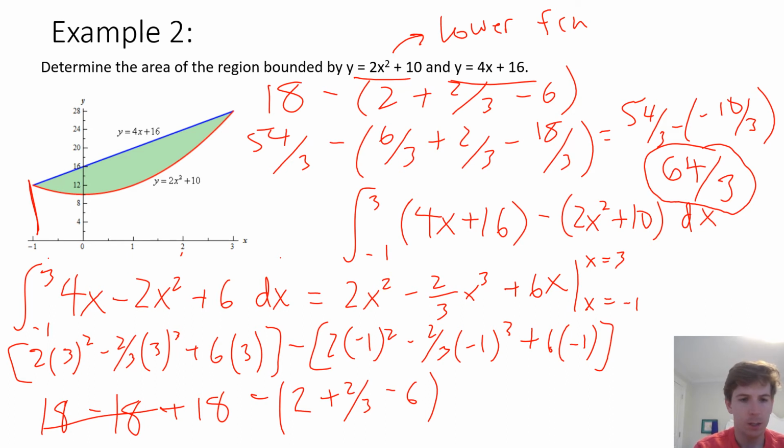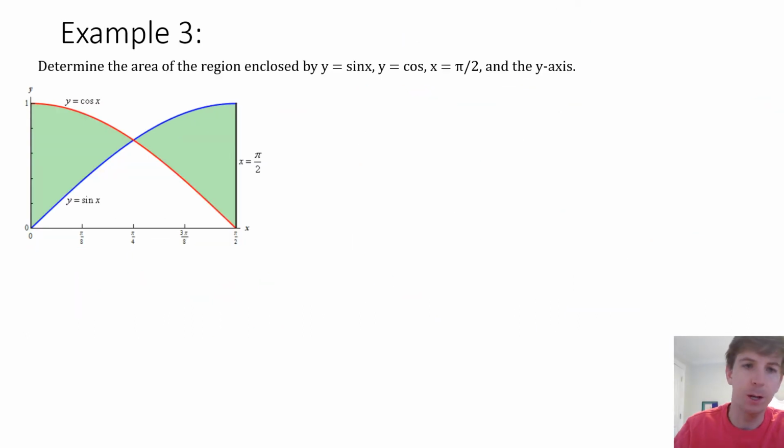All right, last example here. We want to determine the area of the region enclosed by y equals sine x, y equals cosine x, x equals pi over 2 and the y-axis. Whoops, a little typo there. The x equals pi over 2 and the y-axis portion is basically giving us our outside limits of integration here.